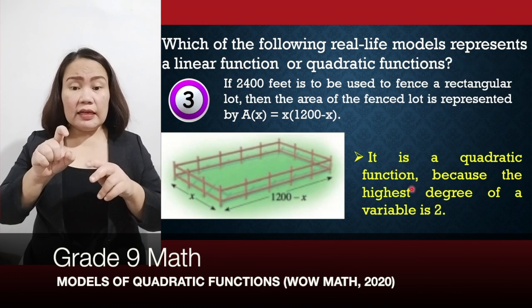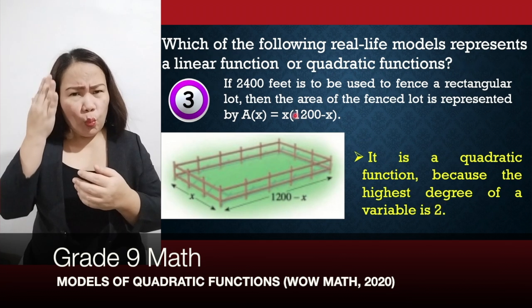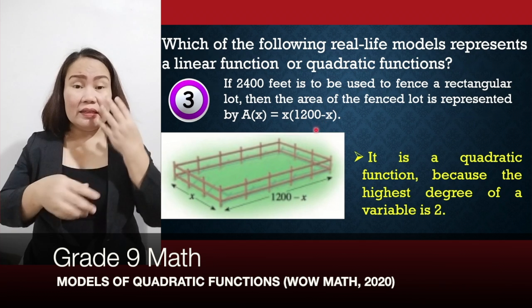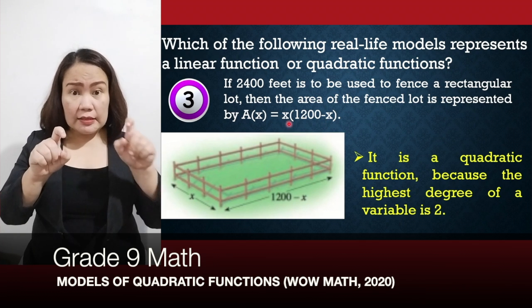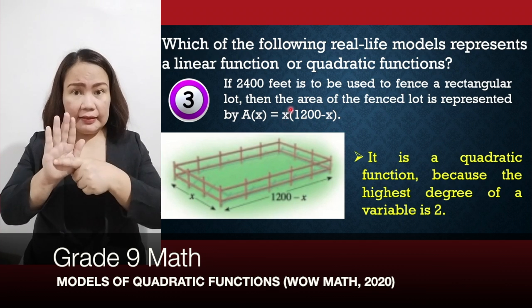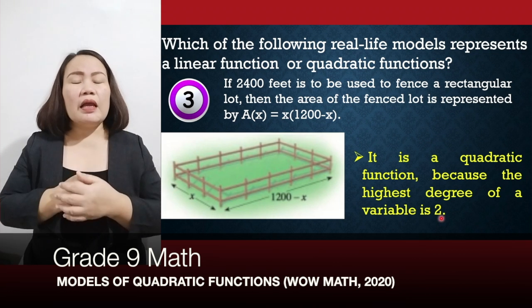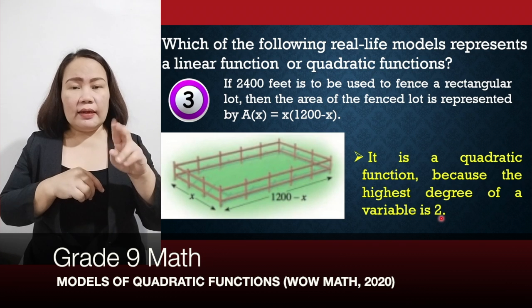Now, kung tatanungin nyo, asa ng 2? The exponent is just 1. Okay, so, pag sinimplify natin to, pag minultiply natin siya, we will have negative x squared here. So, therefore, the highest degree is 2. So, this is a quadratic function.